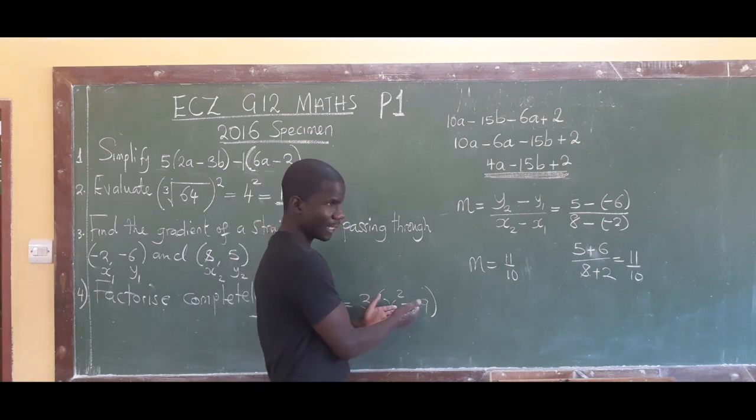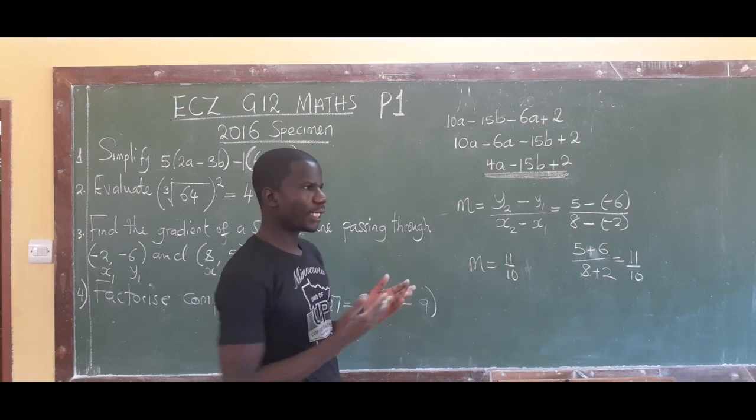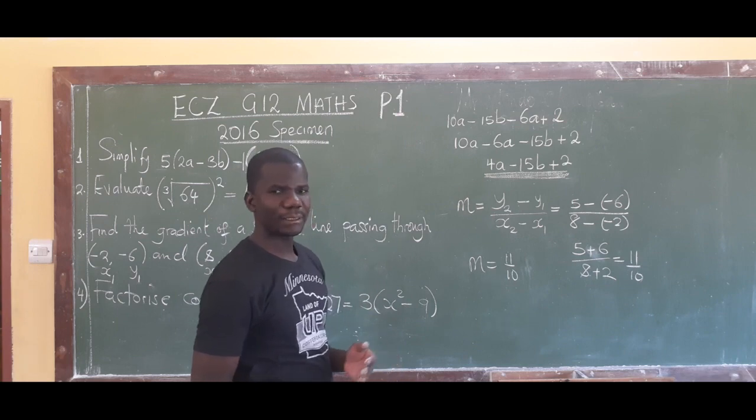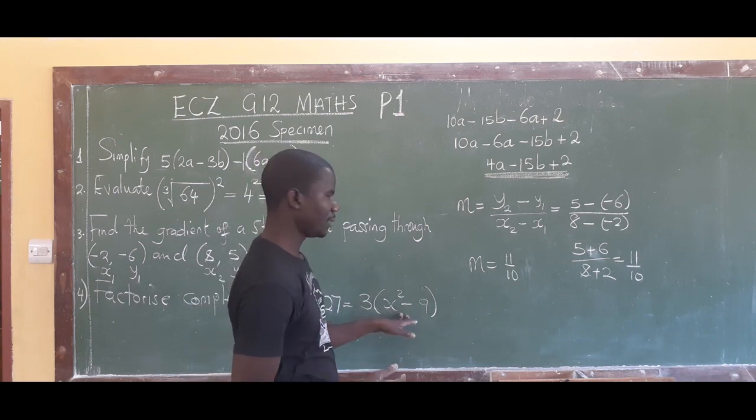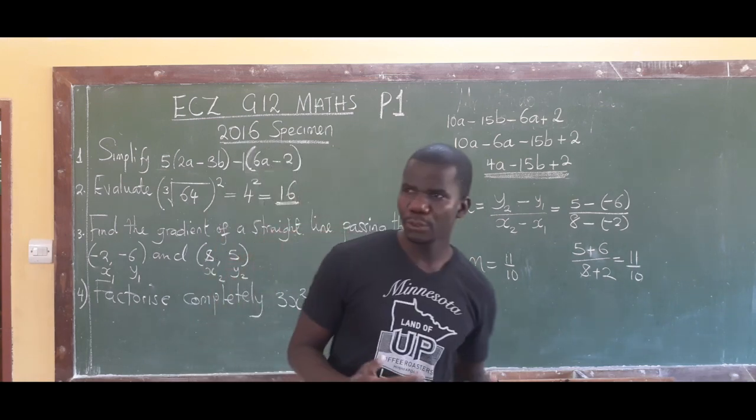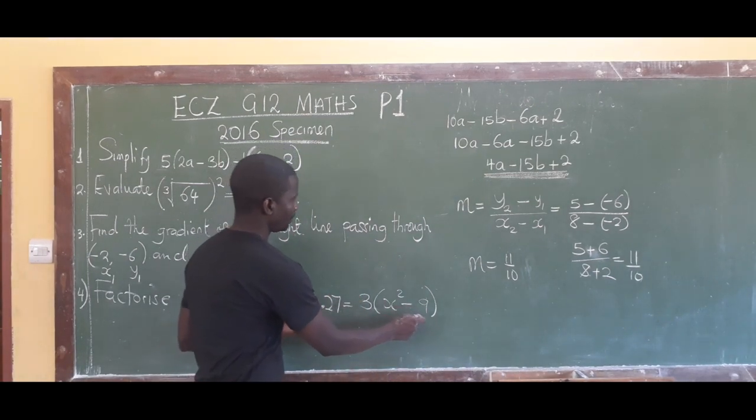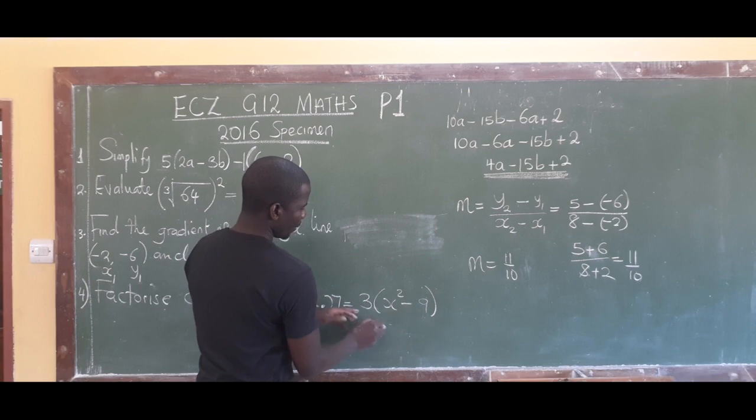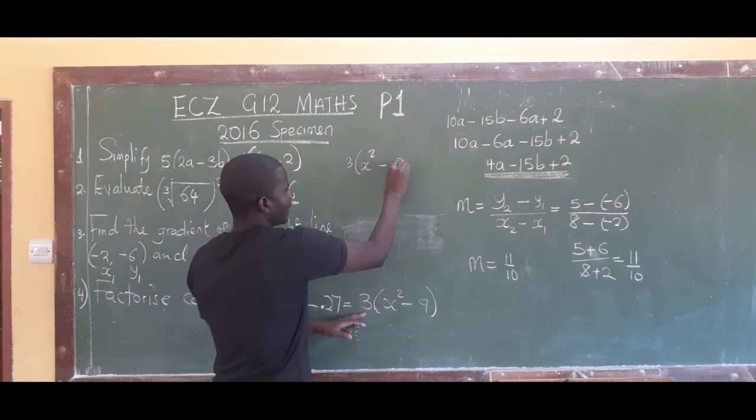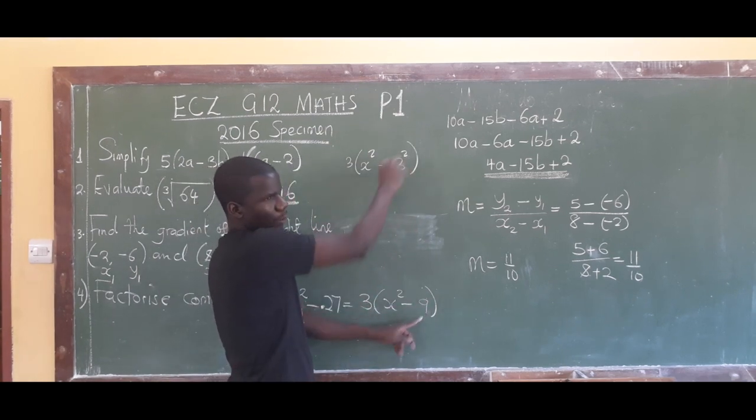Now when we come to the second part, we have to think of another method that we can use to factorize this one, if at all we have one. And the answer is yes, we can factorize this one using a difference of 2 squares. So what are we supposed to do? We need to rewrite this one. We need to say 3(x squared minus, okay, we write this 9 as 3 squared.